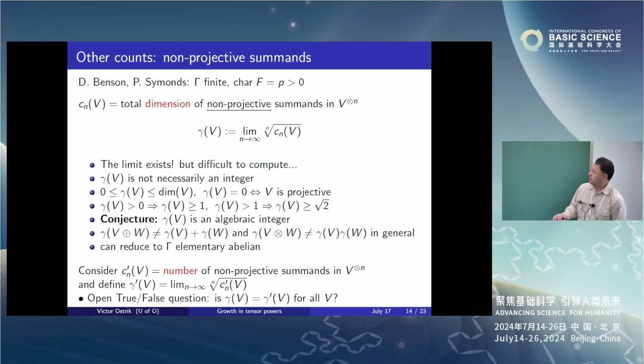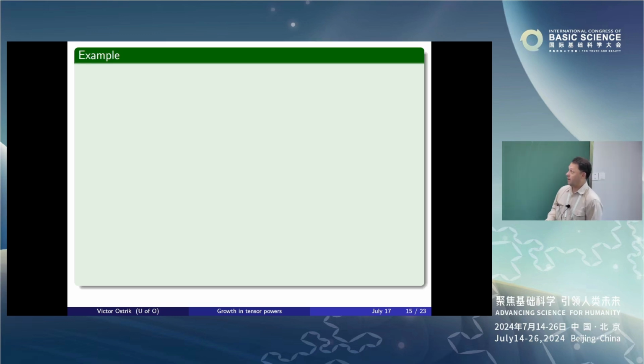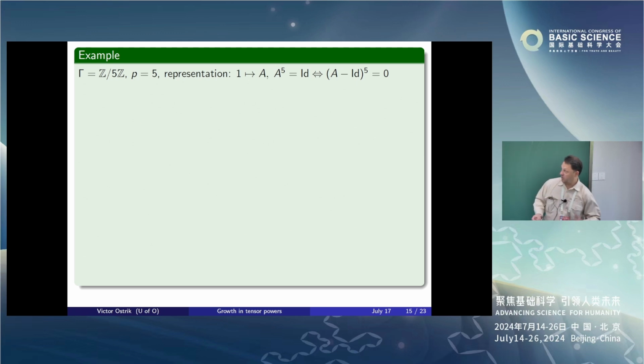Okay. Let us do one example just to get some feeling of what is going on here. Let us take for the group gamma the cyclic group of order 5, and do things in characteristic 5. So this is really the modular case, where representations are not semi-simple anymore. If I want to discuss a representation of such a group, I just need to specify where the generator of my group goes. It goes to some matrix A, and this matrix power 5 should be the identity. In characteristic 5, the equation A to the 5 equals the identity is equivalent to the equation (A minus identity) to the 5 equals 0.